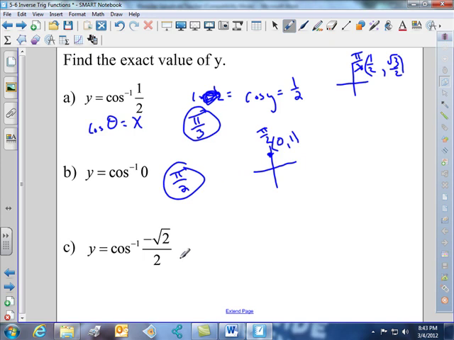For this last example, we'll find the inverse cosine of negative radical 2 over 2. So what we're trying to find out is where is the x value negative radical 2 over 2. Look at your unit circle. You have a coordinate over here, which is the coordinate negative radical 2 over 2, radical 2 over 2. Well, the x value here is negative radical 2 over 2. That's exactly what we're looking for. So we need to decide what angle that is. Well, that's the angle 3 pi over 4. Therefore, the answer is 3 pi over 4.